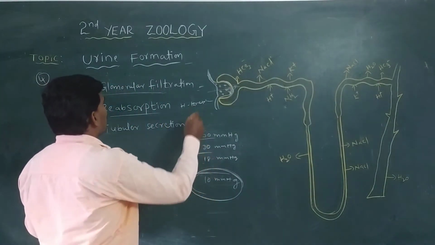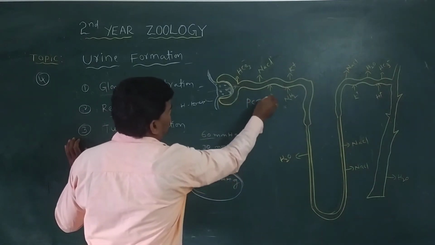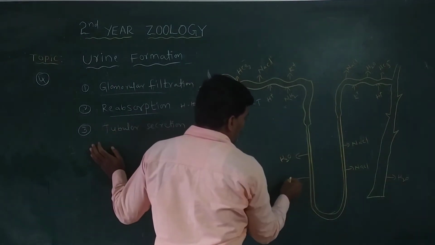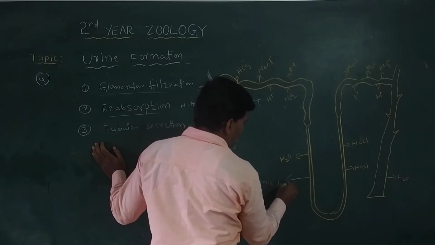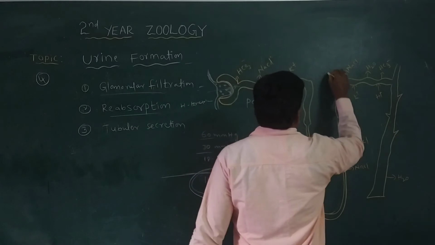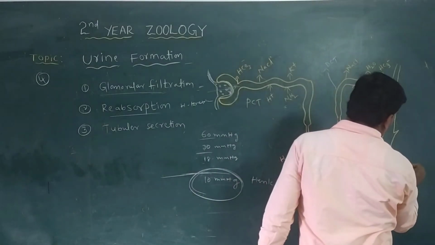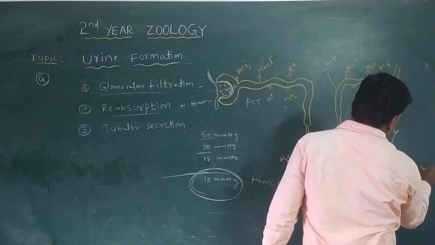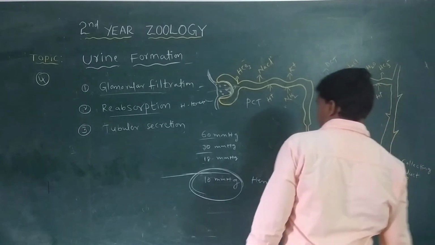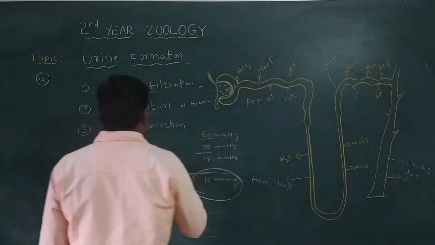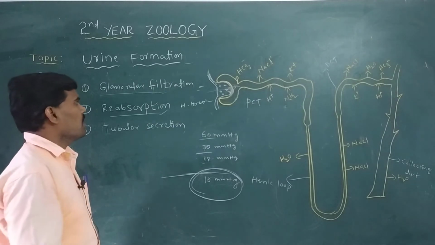In the nephron, reabsorption occurs in the proximal convoluted tubule (PCT), the loop of Henle, the DCT and the collecting duct. Each part reabsorbs the important molecules.